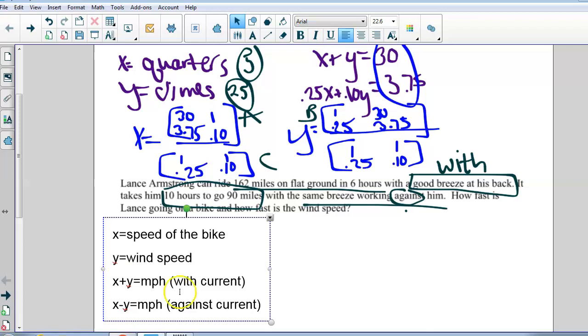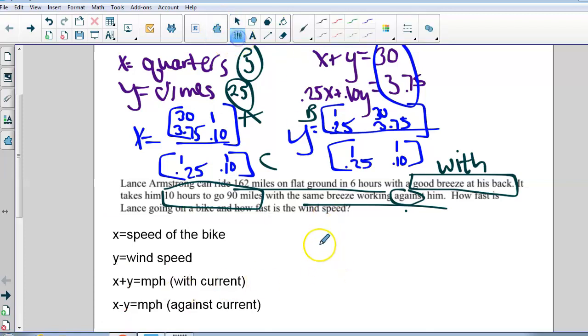Okay, so when I go to set up my equation, I'm going to have X plus Y is equal to the miles per hour going with the current. So this is 162. To find miles per hour, I divide the number of miles gone in 6 hours. So 162 divided by 6, that gets me 27. That means that going with the breeze, we went 27 miles in 1 hour, so that's equal to 27.